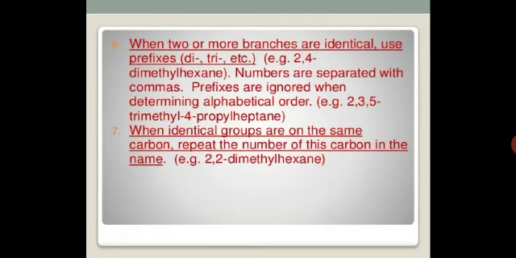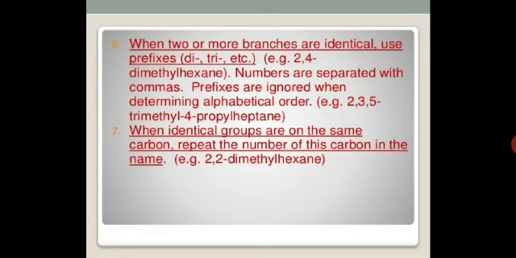When 2 or more branches are identical, we use prefixes such as di, tri, or tetra. For example, the compound dimethylhexane presupposes that you have 2 branches on carbon number 2 and carbon number 4. But because the branches are identical, we use the prefix di. Should we have 3, it will be tri, 4, tetra. Prefixes are ignored when determining alphabetical order.